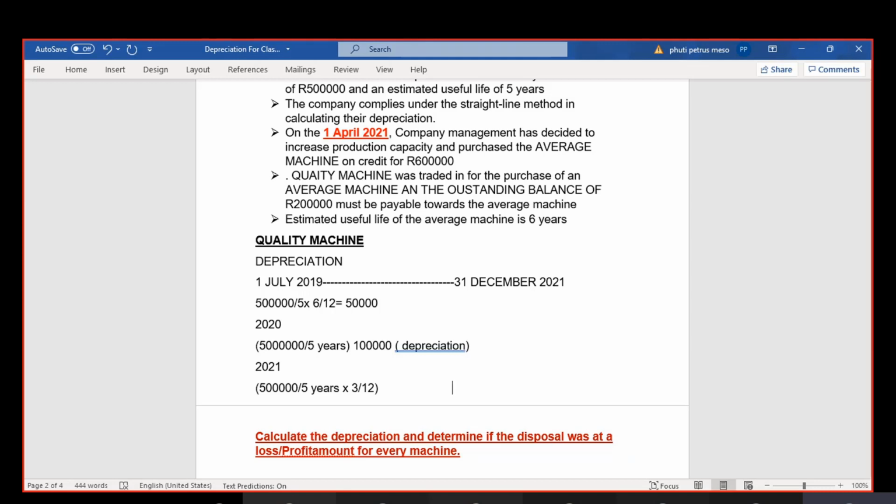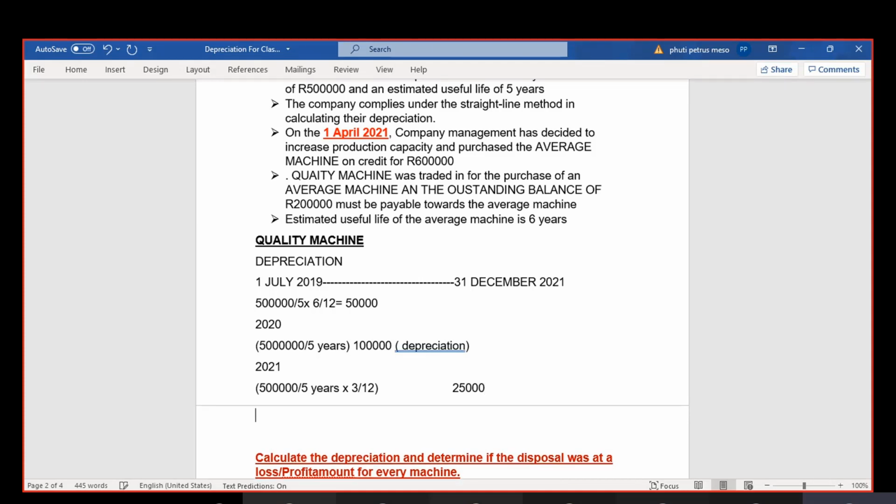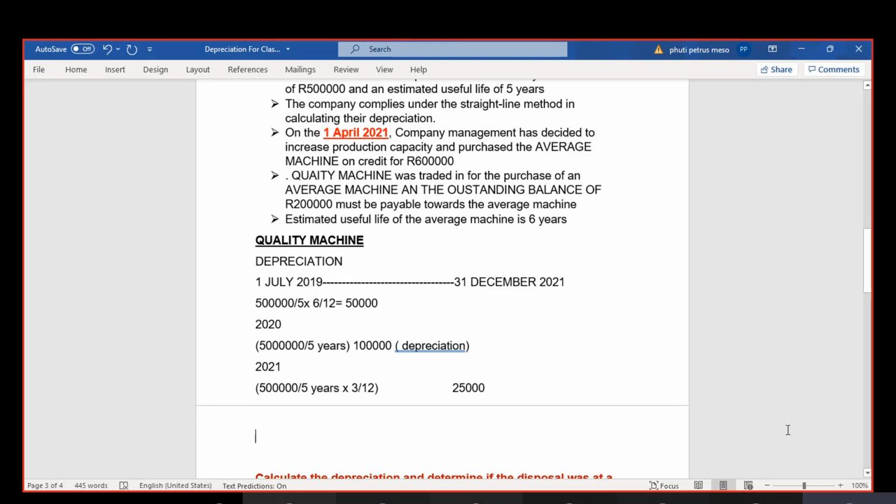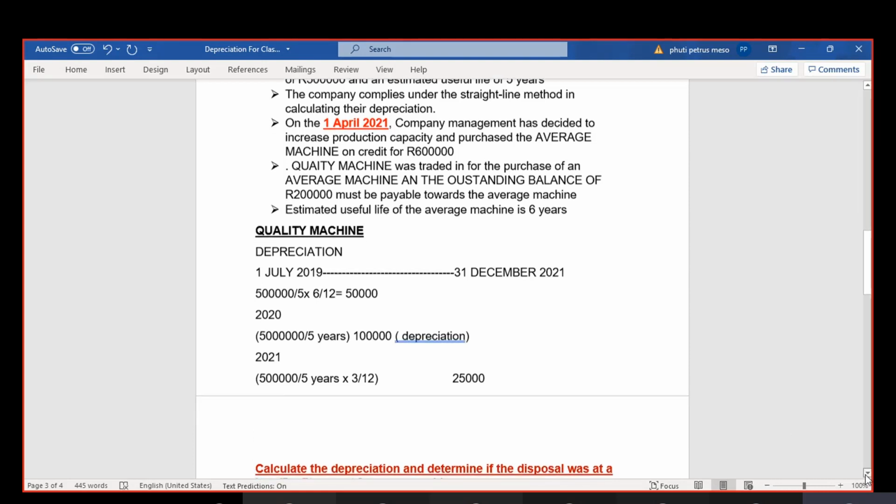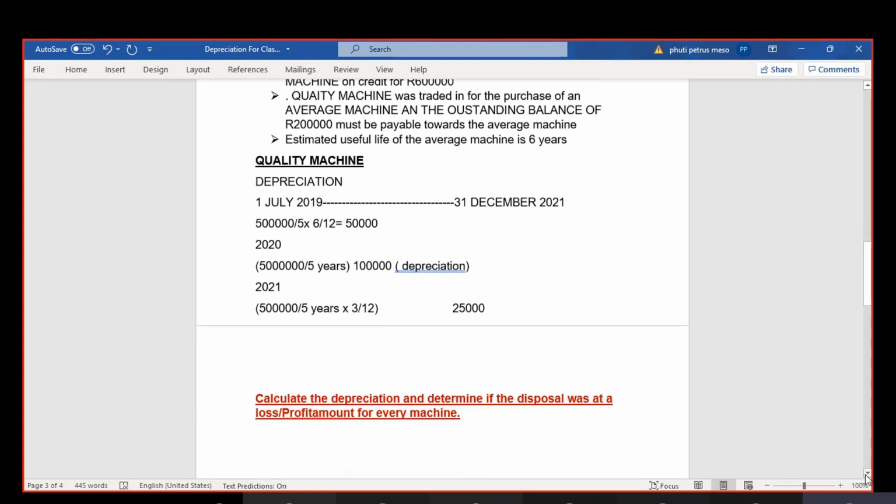Right. Anybody who populated the figure there quickly? 25,000. Is it 25,000 rand? It means that your depreciation for the current year is going to be 25,000 rand. That's your depreciation for the current year. Right. Norman, do you want to try? Do you want to go further with this one? And I appreciate what you did. Yeah, I just jumped a step. I apologize. Okay, no problem. We learn from that part.